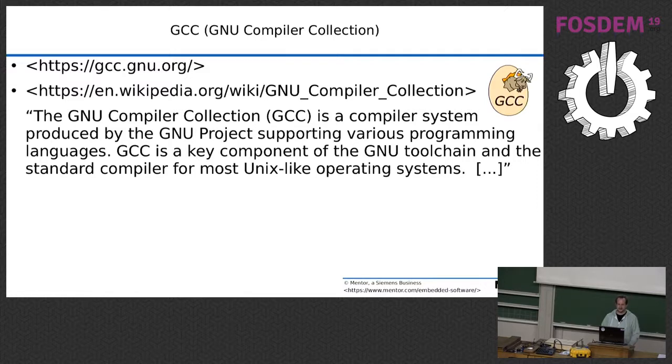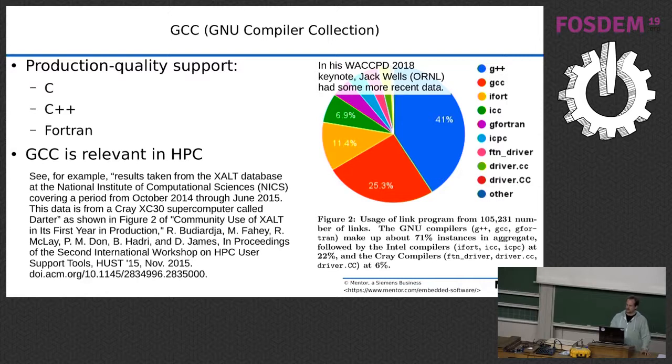Okay, so GCC, the GNU Compiler Collection, I just put the link there. I will try to speak up louder. That's a quote from Wikipedia: GNU Compiler Collection, compiler system produced by the GNU project supporting various programming languages, key component of the GNU tool chain, and standard compiler for most Unix-like operating systems. Of course, there's now also LLVM and research compilers and some proprietary compilers. But GCC still plays a very big role in what's being used even for high-performance computing, where you might assume that maybe some of the proprietary vendor compilers play a bigger role.